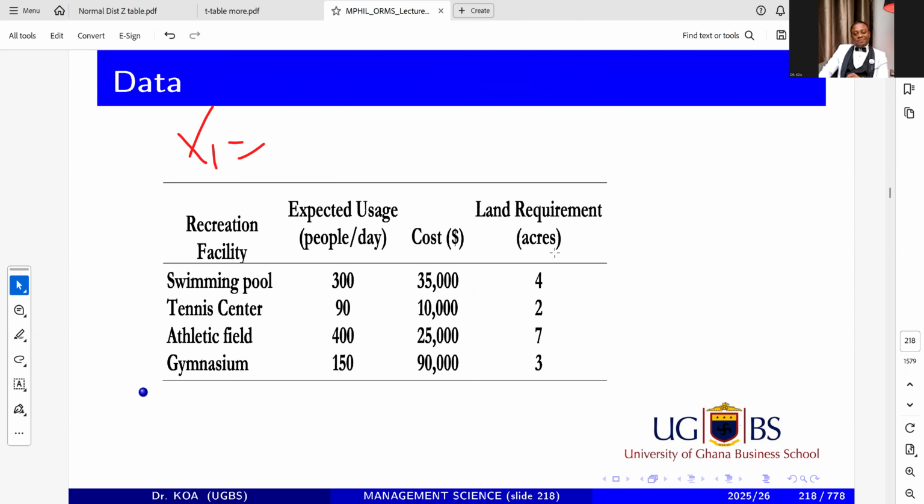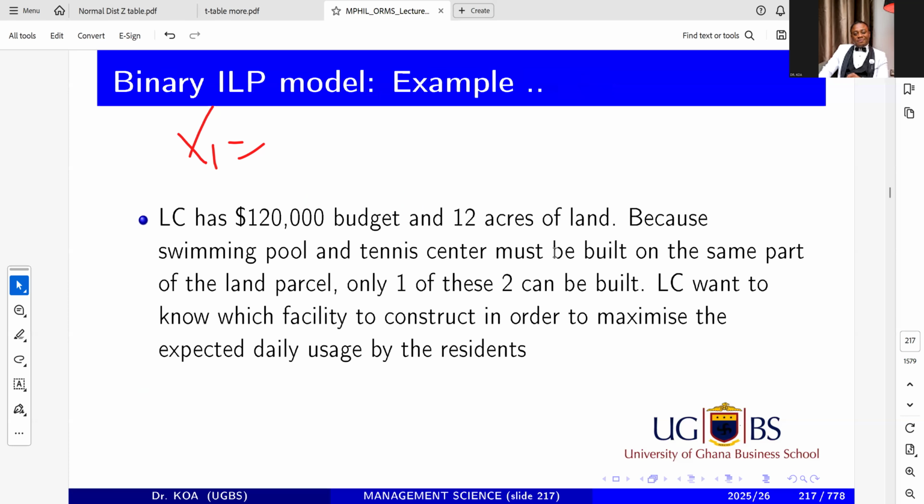And now, have we defined a constraint? Have we defined a constraint? Yes, please, we have. So let's come to this part of the question. Because swimming pool and table tennis must be built on the same piece of land, only one can be built. Now, the word "must be built" is what symbol? If you are going to build any one of the 4 recreational facilities at all, the word build here is giving what value?